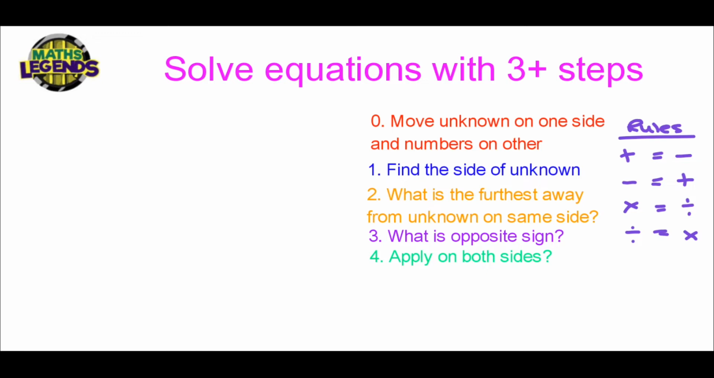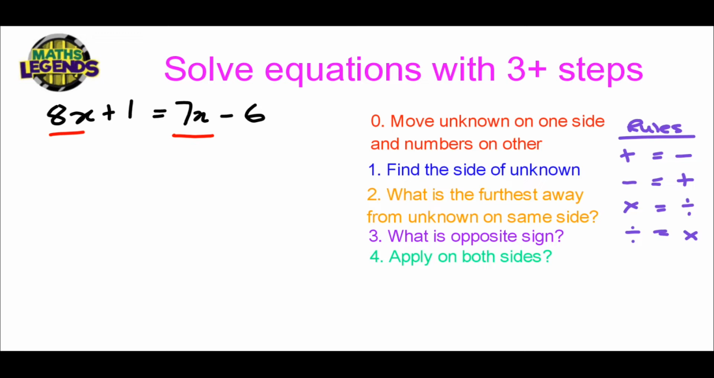Let's say we have the equation 8x plus 1 equal to 7x minus 6. Now, we would normally start with point number 1, which says find the side of the unknown. Well, in this case, we have the unknown on both sides. Hence, we need rule number 0. Now, to move the x's on one side, we need to get rid of it from one of the sides. So, we can move either one.